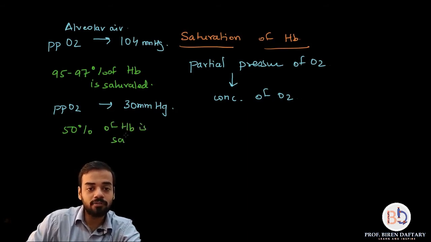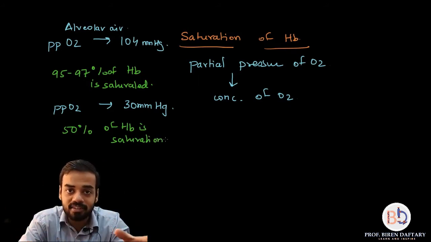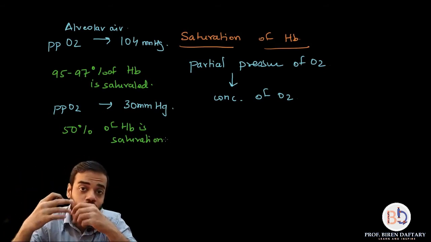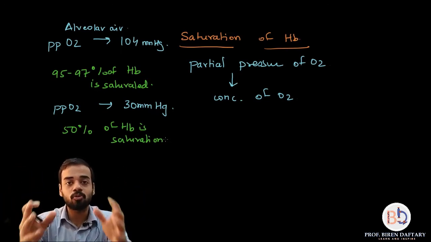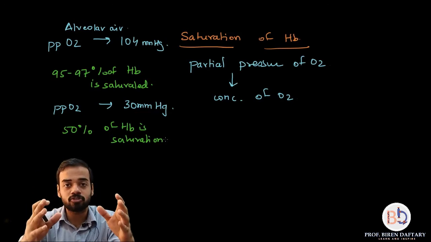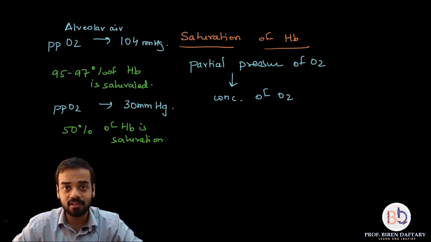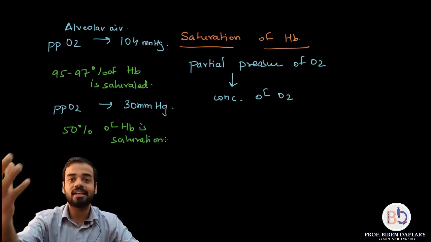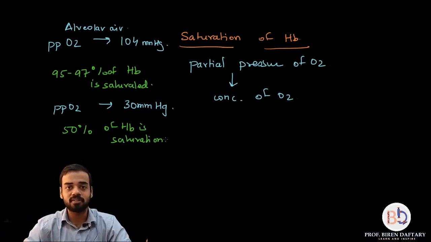Okay, so only 50% of the total hemoglobin molecules present in the red blood cell are fully saturated. The rest 50% are less saturated, or some of them are not saturated at all. Are you getting my point? So saturation of hemoglobin is directly proportional to the partial pressure of oxygen. Is this clear? More partial pressure of oxygen, more saturation of hemoglobin with oxygen. Less partial pressure of oxygen, less saturation of hemoglobin with oxygen. I hope this is clear.